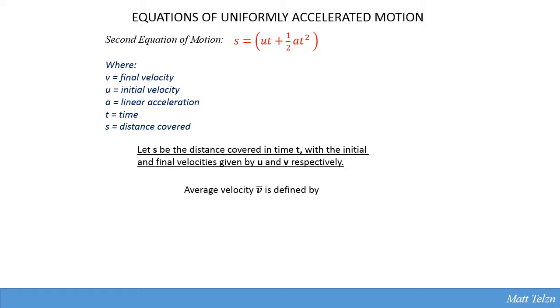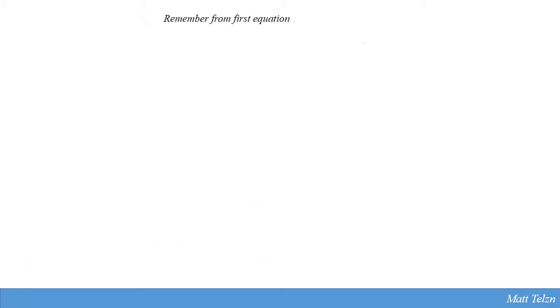Now we define average velocity as what? Initial velocity plus final velocity divided by 2. Average velocity is equal to u plus v divided by 2. Now we remember from our first equation that v is equal to u plus at. That is our first equation of motion that we have proved.